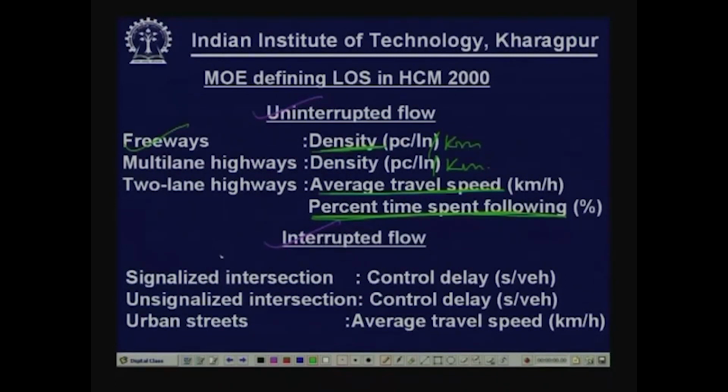For interrupted flow facilities, signalized intersection and unsignalized intersection, in both cases it is control delay, how many seconds of delay per vehicle. We will discuss more about control delay, what is control delay. For urban streets, it is average travel speed, so it may be kilometer per hour. These are general ideas about MOEs for different roadway facilities, both uninterrupted and interrupted.